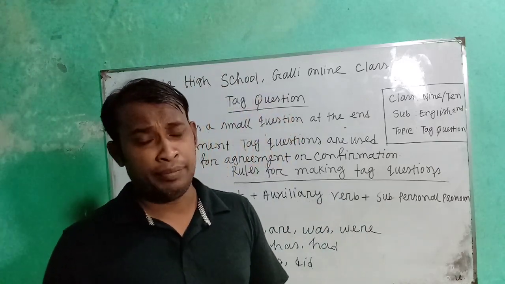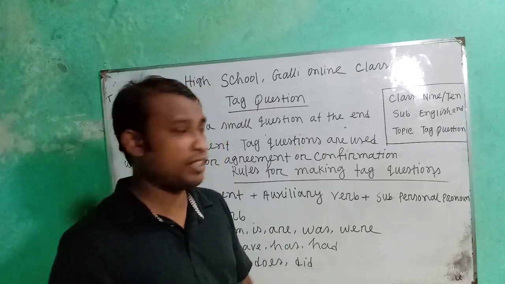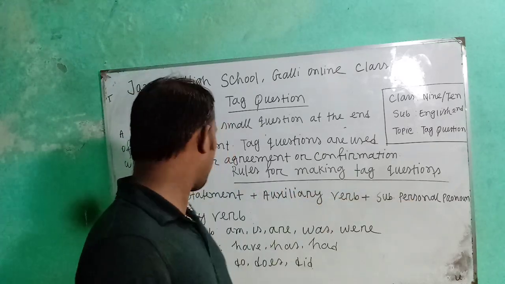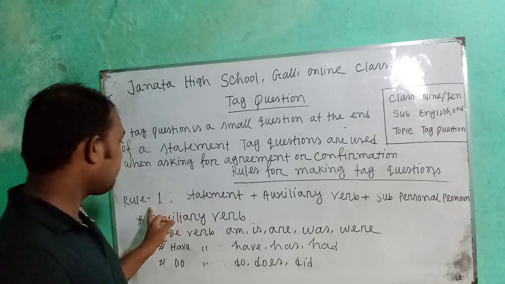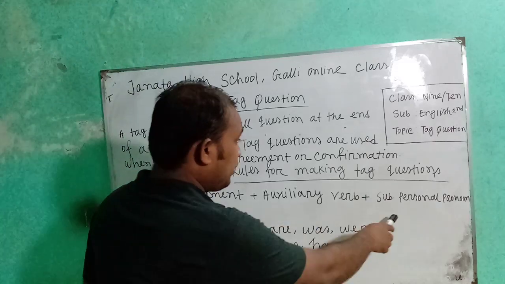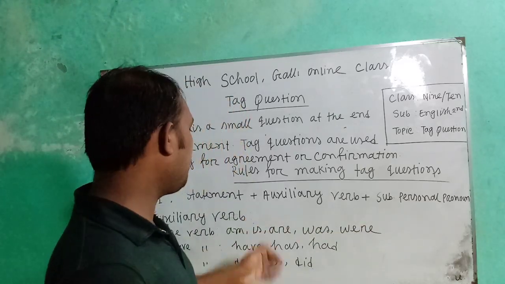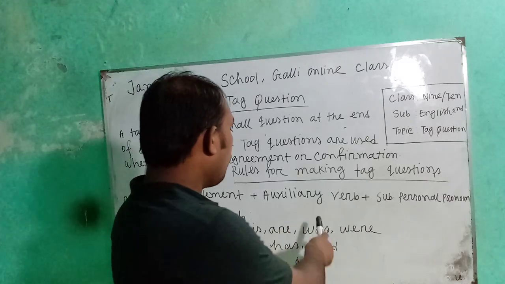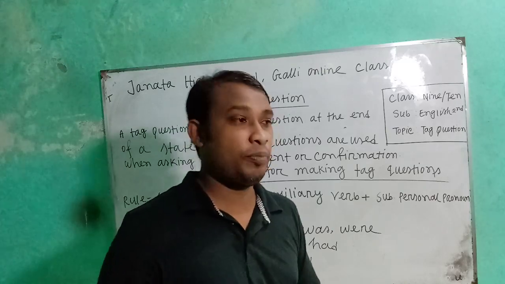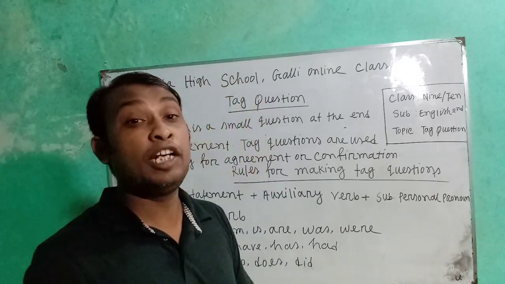In order to make a tag question, we have to follow some rules. Rules for making tag questions. Rule 1: Statement plus auxiliary verb plus subject personal pronoun. There is a statement and you have to use an auxiliary verb and then a subject personal pronoun. Auxiliary verb or helping verb.